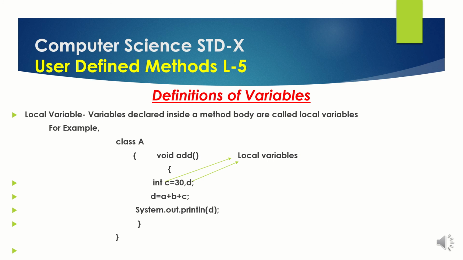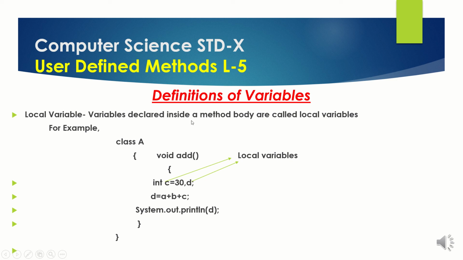See, the definitions of variables. First is the local variable. Variables that are declared inside a method body are called local variables. Meaning, whenever we declare a method inside a class, suppose in a class A there is a method called void add. Inside this method, I have declared two variables. You can see here, students: int c equal to, suppose, 30, and d. Two variables we have declared inside a method block, from this bracket to this bracket. Inside this method block, whatever variables are declared are called local variables.